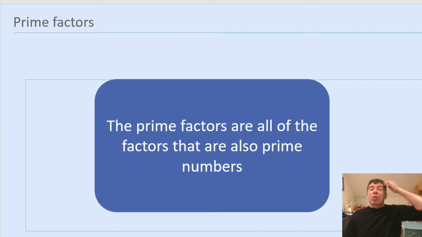Now, prime factors. Prime factors are all of the factors that are also prime numbers. And the prime factors matter because they're like the ingredients that go into the recipe that makes the number. So again, we're going to look at some examples.